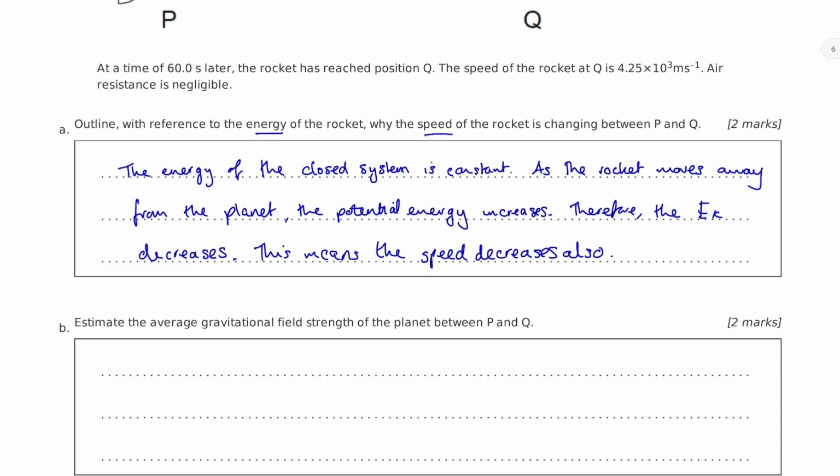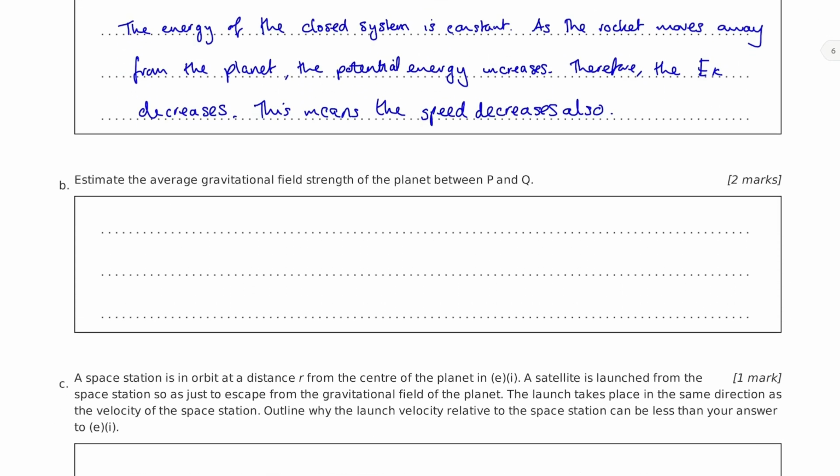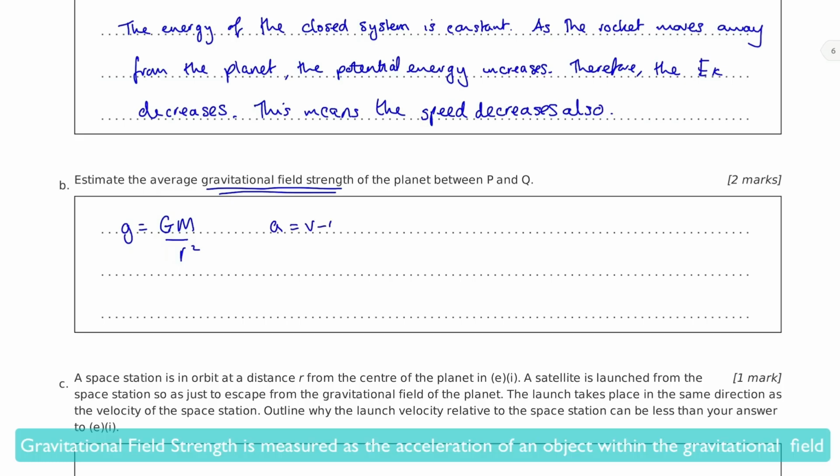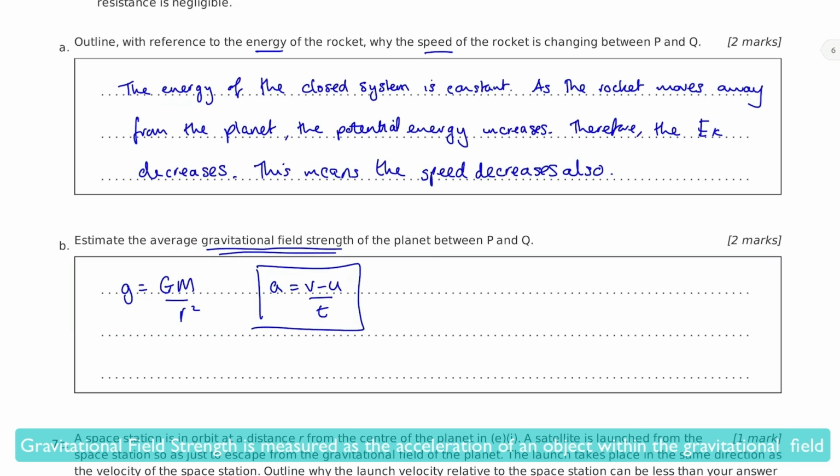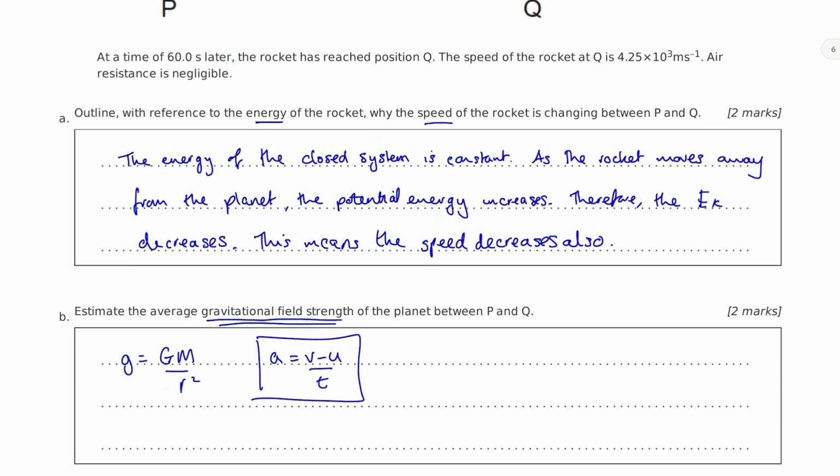Okay, 7b. Estimate the average gravitational field strength of the planet between P and Q. When you're asked to find the gravitational field strength, there are two ways you can do it. You can do it GM over r squared, or you can just remember that it's equal to acceleration. So you can do v minus u over t. And in this case, we're going to use the second, more simple equation.